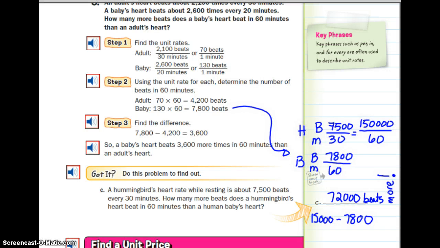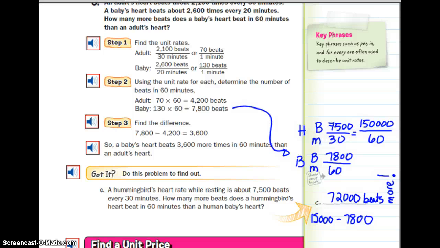Alright, so in this case, we know that a hummingbird beats 7,500 times in 30 minutes, so we double that and we get 150,000 beats in 60 minutes. And then we bring the baby's beats down that we already learned, 7,800 in 60 minutes.